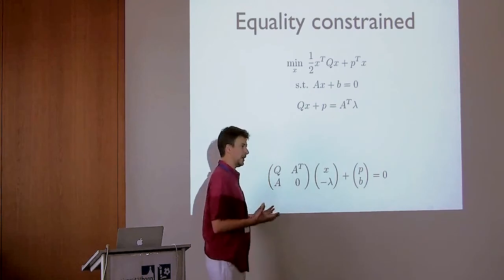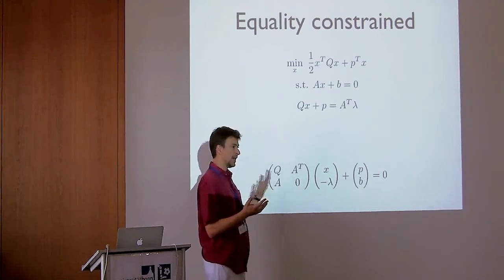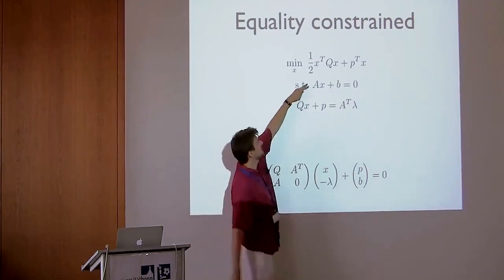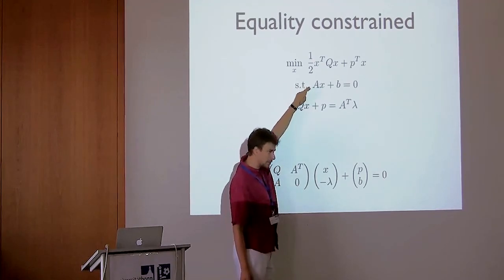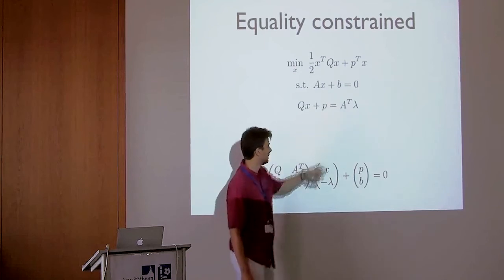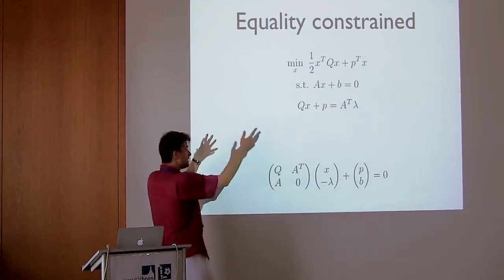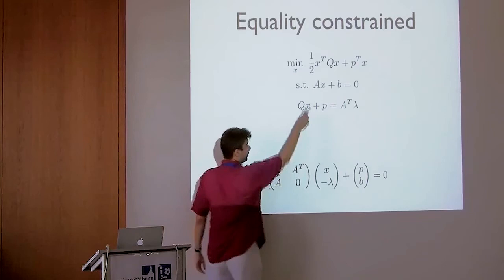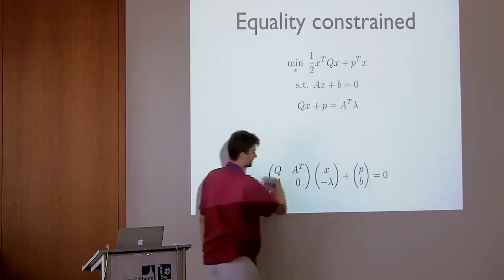So what you need to find is a couple of values, x and lambda, such that you solve both of these constraints, and you find that the gradient is orthogonal to this constraint. You can rearrange this, you can just group those two equations in this way.